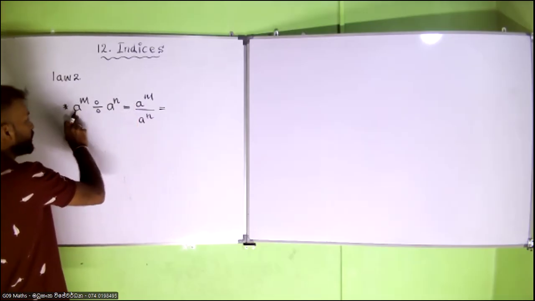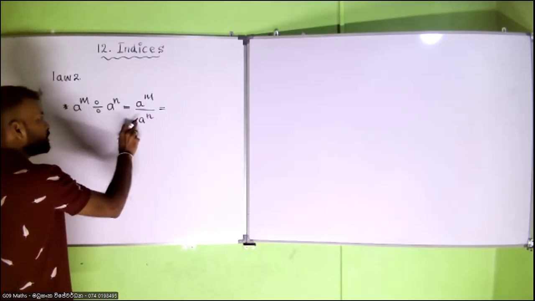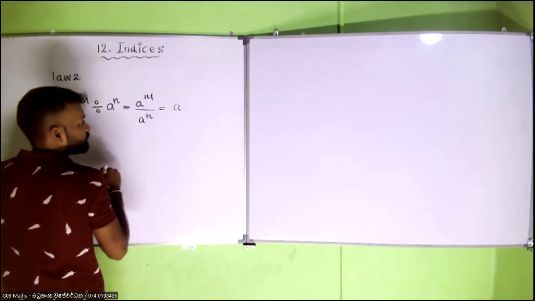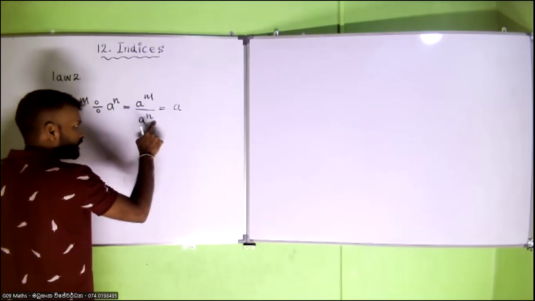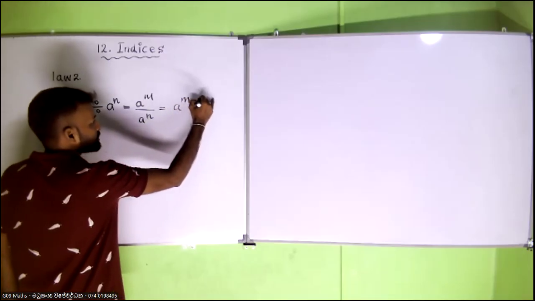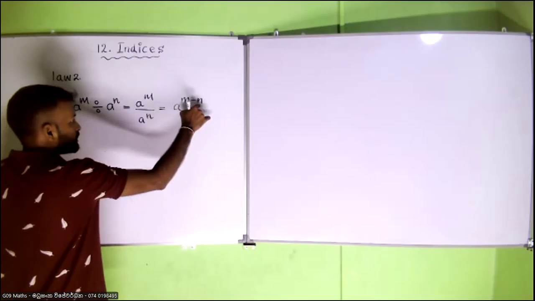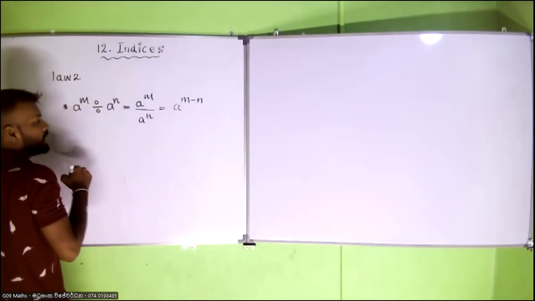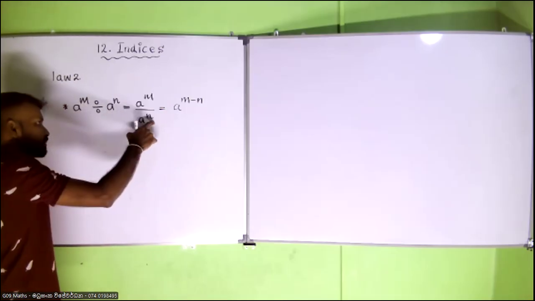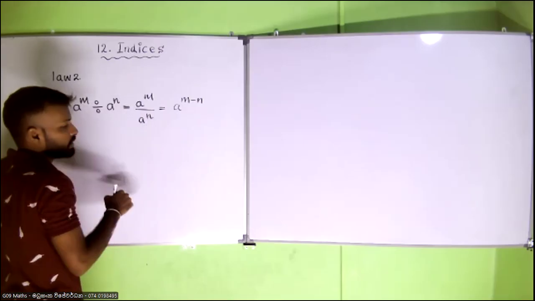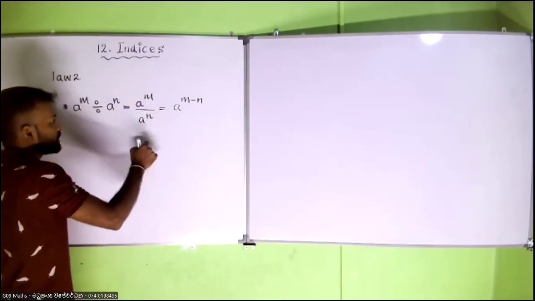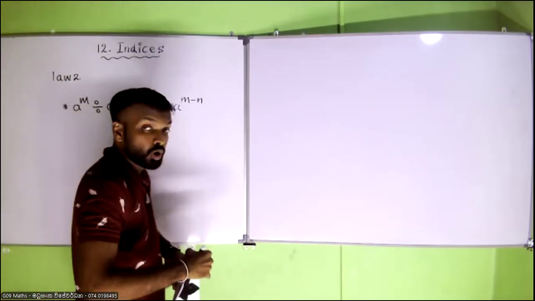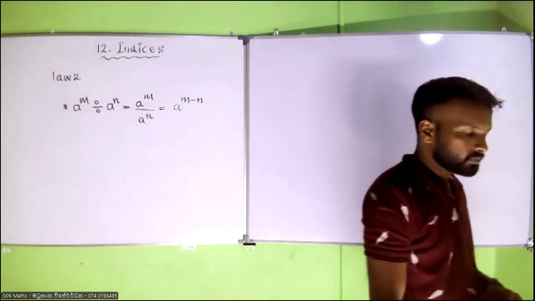You are going to divide. Then the final answer's base is a, and the power is m minus n. So you should get the subtraction from the top index: top index minus the bottom index. m minus n, m minus n. Please write it.